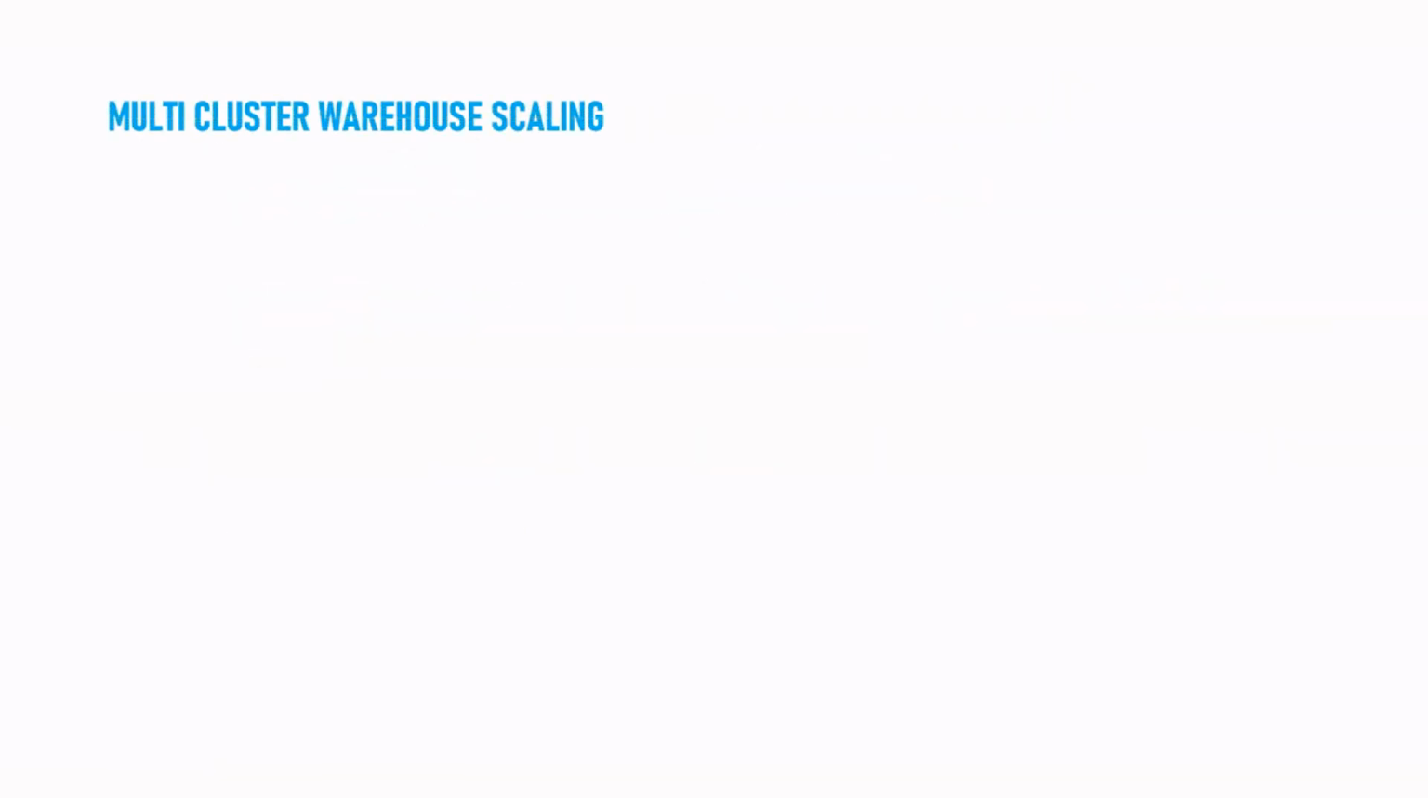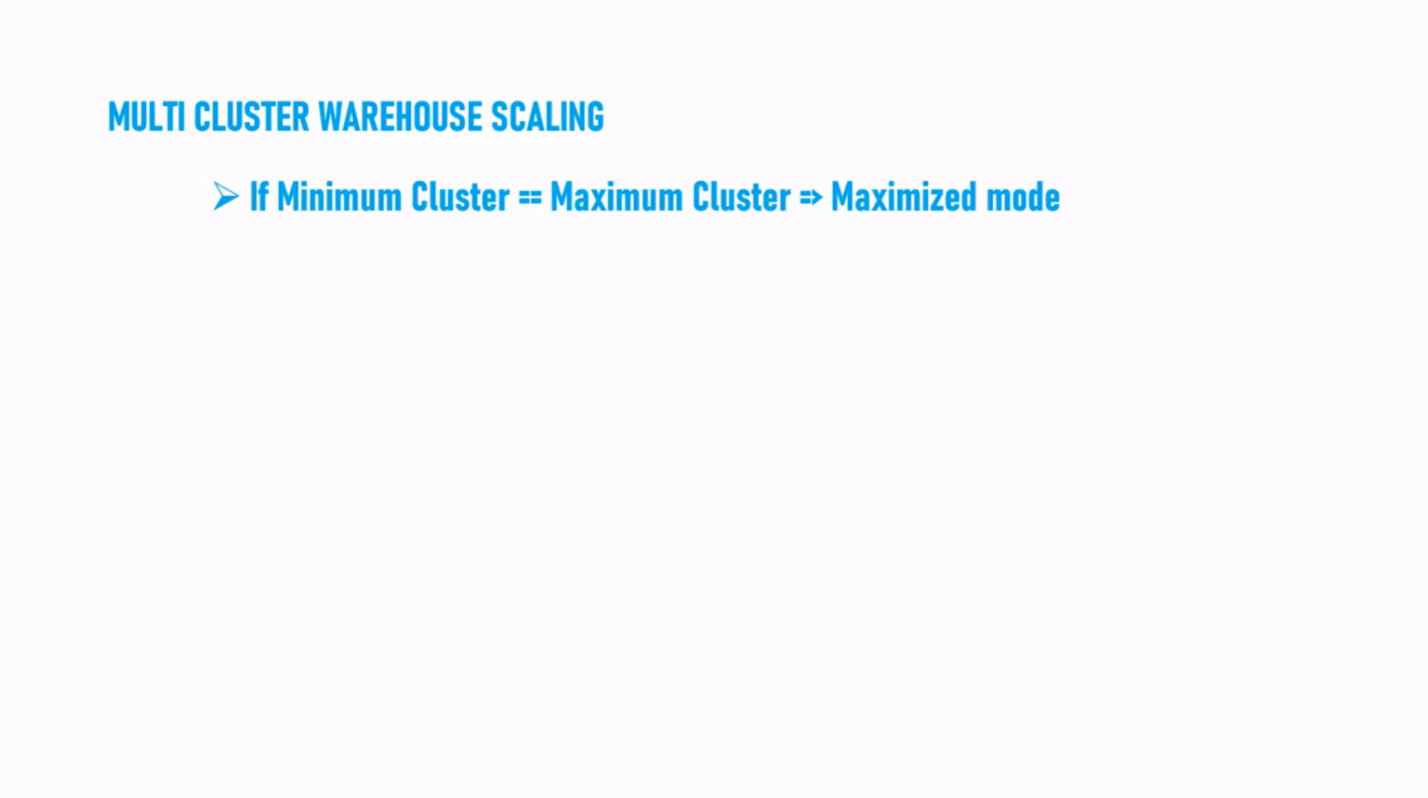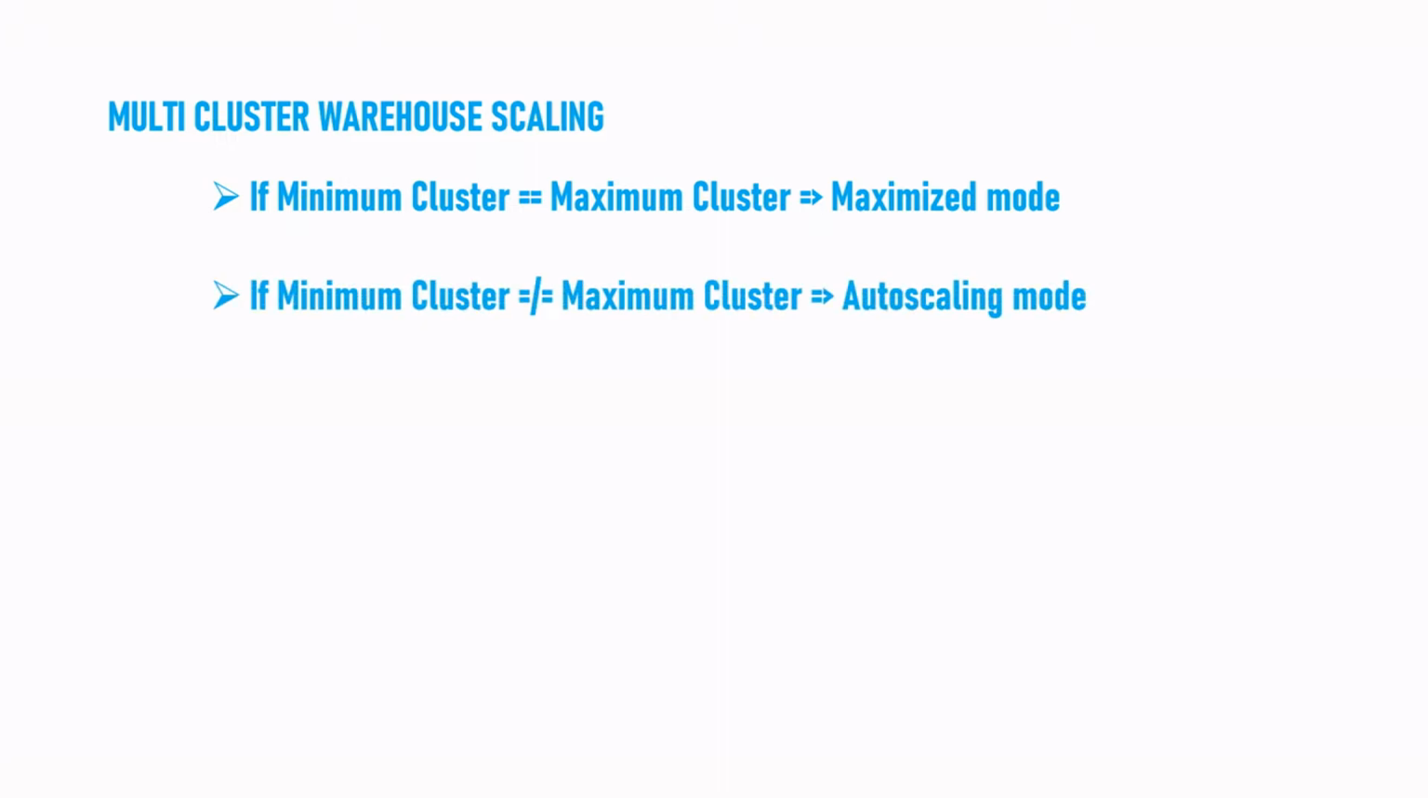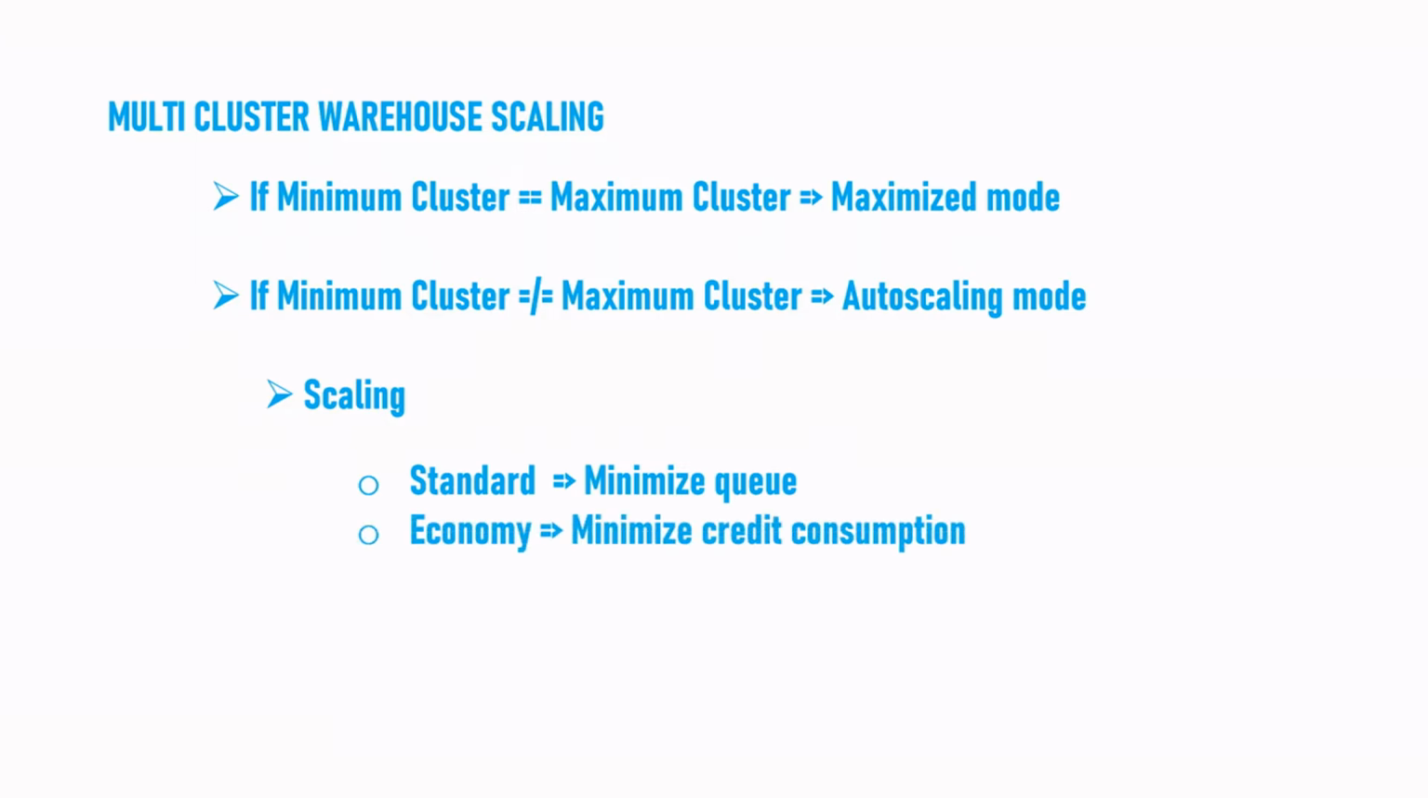If the minimum cluster is equal to the maximum cluster, we say the warehouse is in maximized mode. And if the minimum cluster is not equal to the maximum cluster, we say the warehouse is in autoscale mode. The users can select between two scaling options. Standard, which minimizes queuing by starting additional clusters over conserving credits. Economy, which favors conserving credits over queuing.